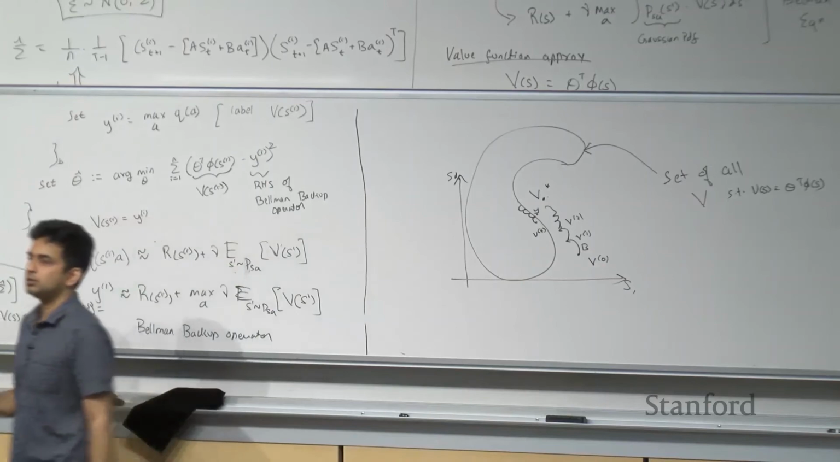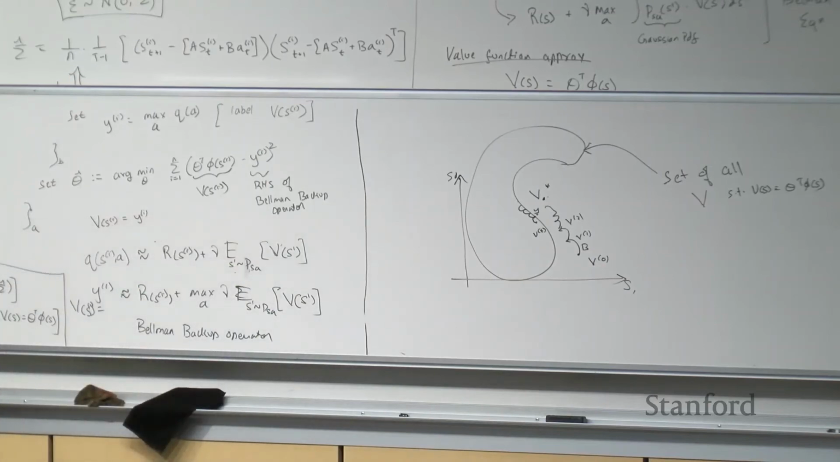Question: Is this assuming the actions are still discrete? Yes, here we are still assuming actions are discrete because we are performing a max over the different Q of a. We are still assuming actions are discrete. Good question.